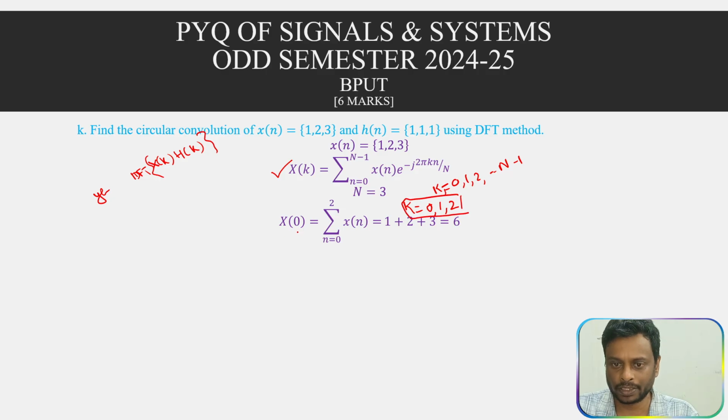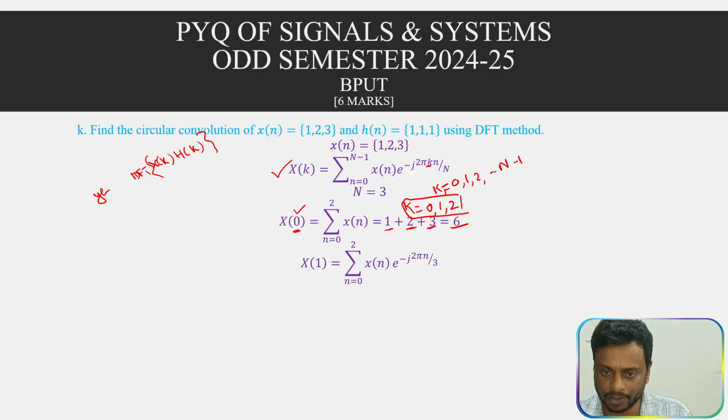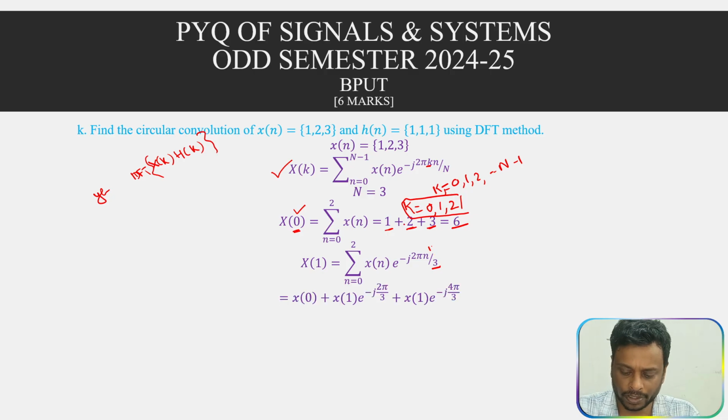So first k equal to 0. K equal to 0 means e to the power of 0, so it will be 1. Then we are left with x of 0 plus x of 1 plus x of 2, so that will be 6. Now you can find out what is x of 1. Just put capital N equal to 3 over here and the k value equal to 1. Next put the n values 0 to 2.